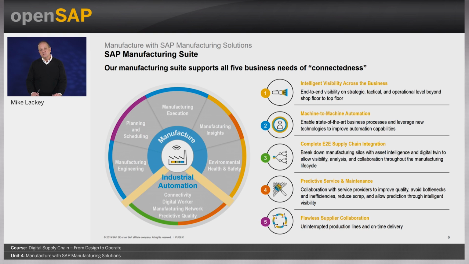Predictive service and maintenance. It's not just looking at a single piece of equipment. It's about looking at the 200 pieces of equipment from 24 different vendors, how this all comes together, and how you maintain those assets, you maintain that process, and how do you drive that connectedness across those multiple vendors is our value.